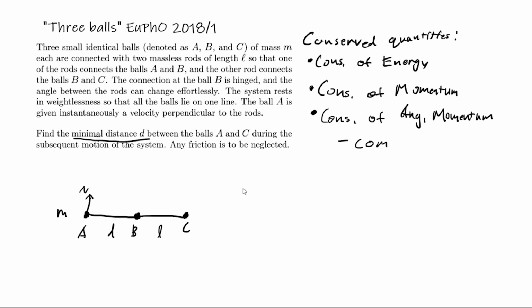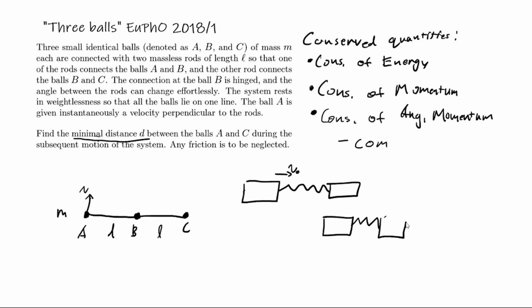As a hint, consider the classic problem where you have two boxes connected by a spring, with one given some initial velocity v0, and finding the minimum distance. The minimum distance is when the state is like this, with both boxes moving at the same velocity v. Try to figure out why this is, and try to apply this to the situation here, and you might be able to figure out what the final state is.